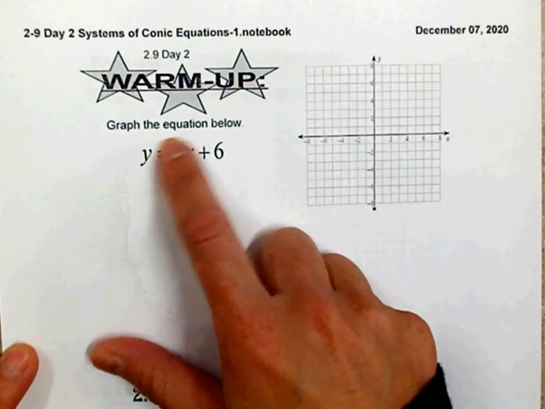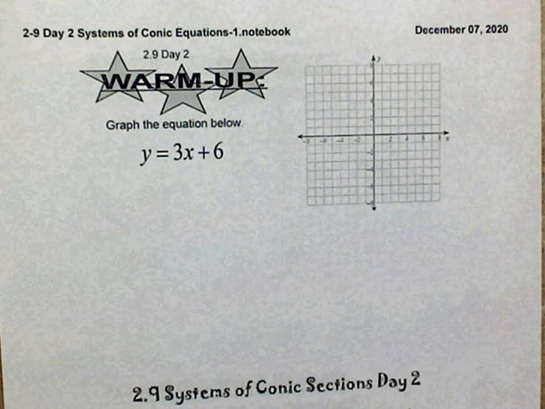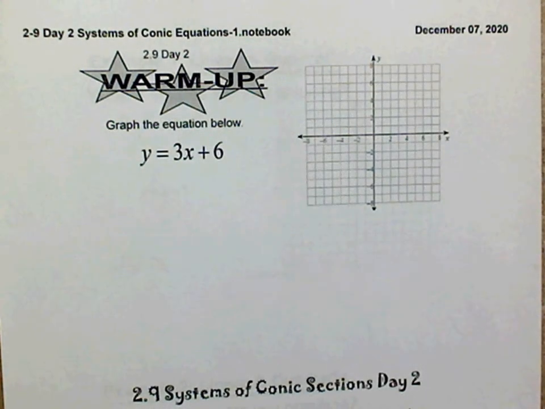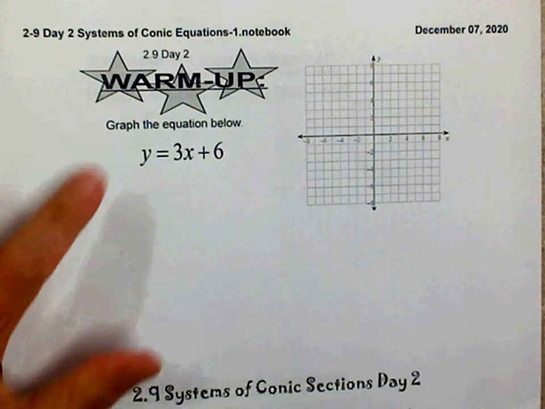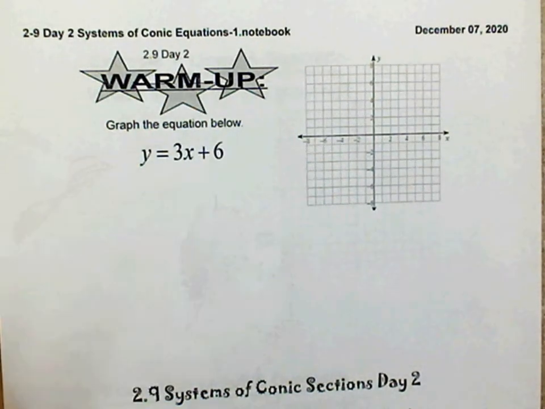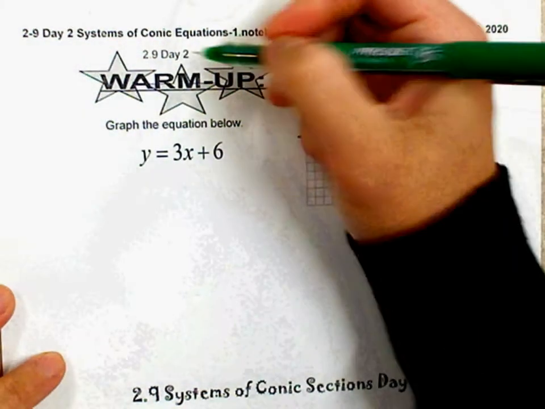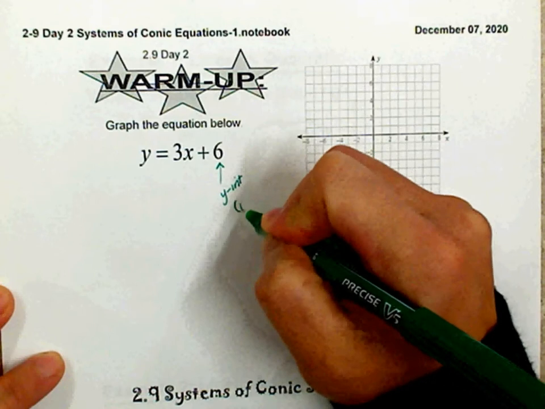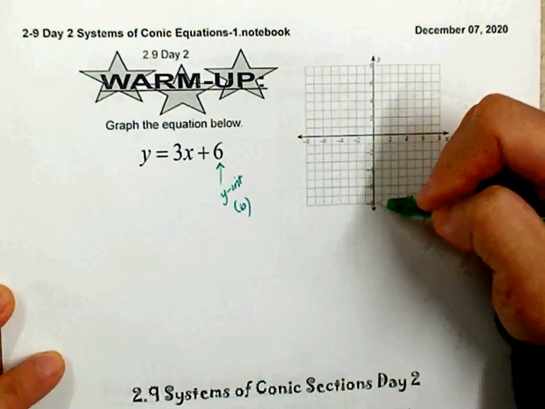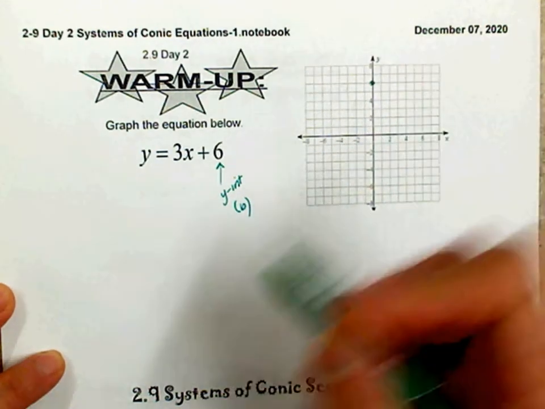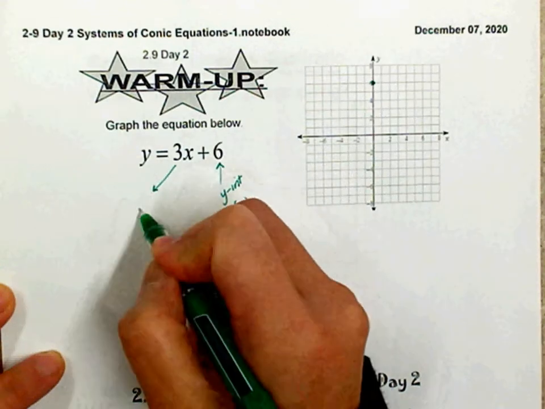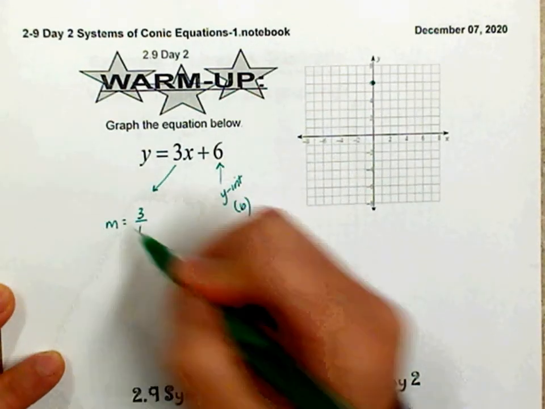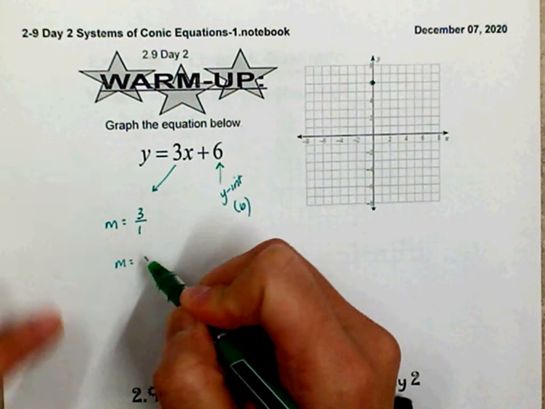It's asking you to graph the equation. Notice this is a linear equation, y equals mx plus b. So this is your assignment that was from day 1. Here is your y-intercept, that's your b, so you're going to go there first, so you're going to cross the y at 6. Your slope is 3 over 1, okay, which, by the way, see how it's positive?